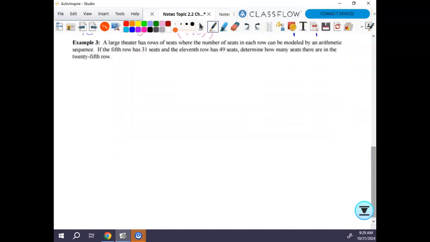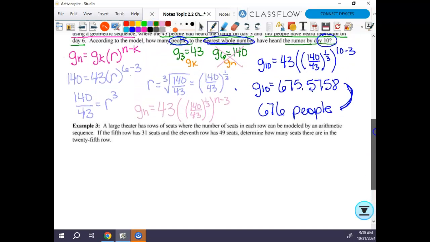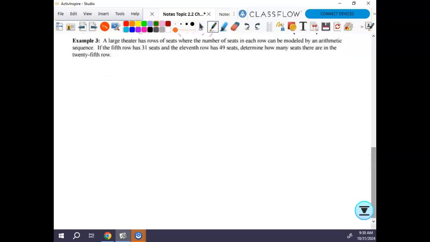Now we have a large theater that has rows of seats, where the number of seats in each row can be modeled by an arithmetic sequence. We're going to pause right there. It's been a couple days since we did this. Without looking, although some of you are already cheating, write A sub n equals, and try to write it down from your brain the best you can. Think about what it relates to, what it looks like, because you have to learn this. And then we'll check ourselves.